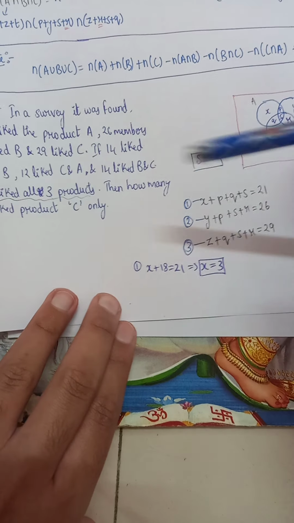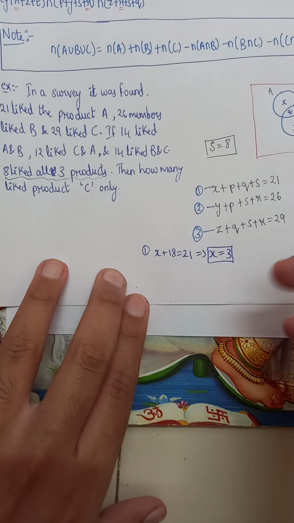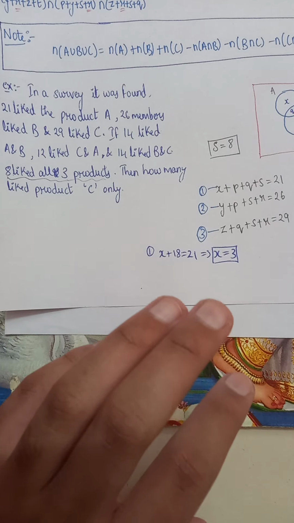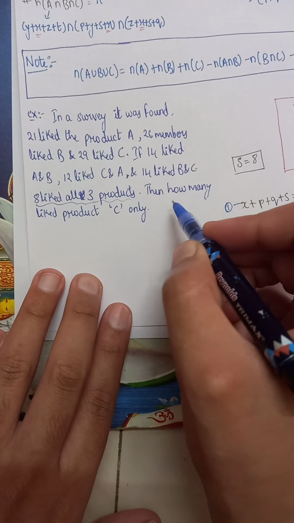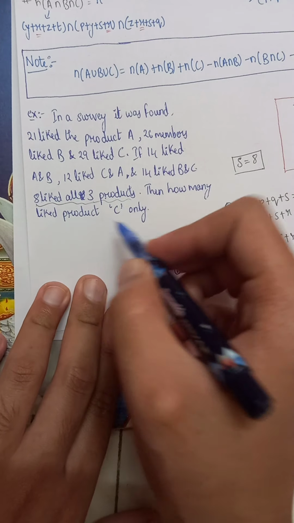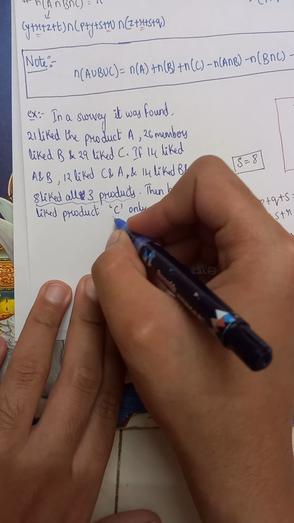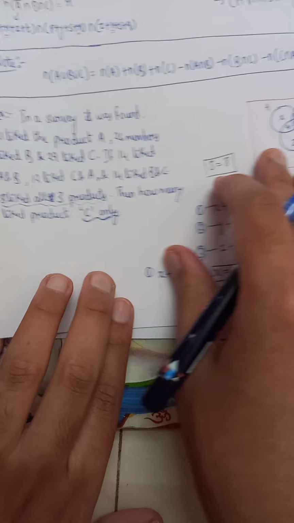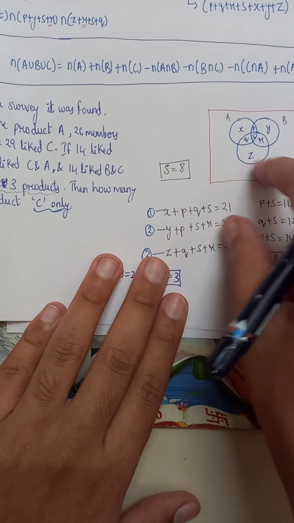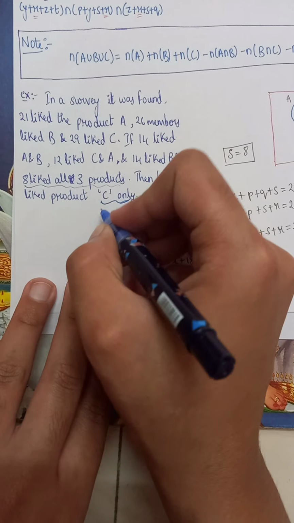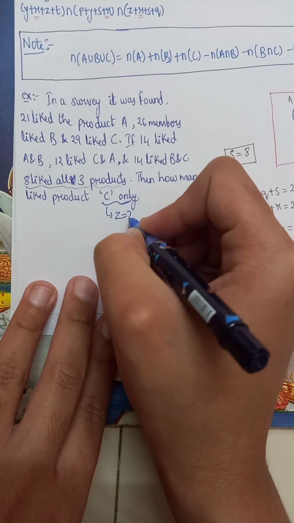We actually don't need to calculate x, y and z values, but still I'm calculating it for you. Why we don't need to calculate: according to the question, you need to calculate the product liked only c, not common also. Then only c means you need to find the z value. It means z is equal to how much.